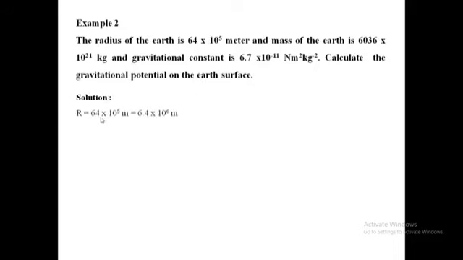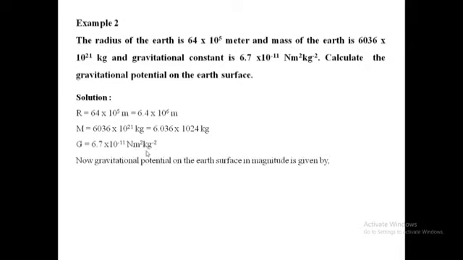Solution. Here we are given the radius of the Earth, that is 64 × 10^5 meter, which is equal to 6.4 × 10^6 meter. Mass of the Earth is 6036 × 10^21 kg, which is equal to 6.036 × 10^24 kg. And the gravitational constant is 6.7 × 10^-11 Newton meter square per kg square.